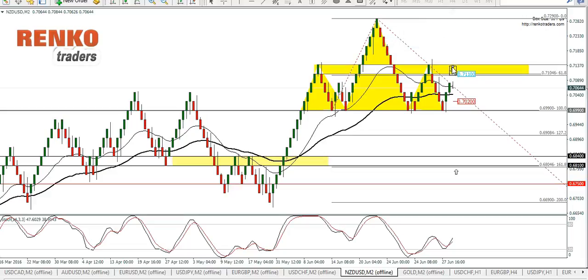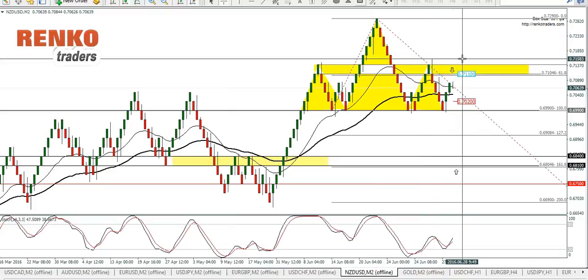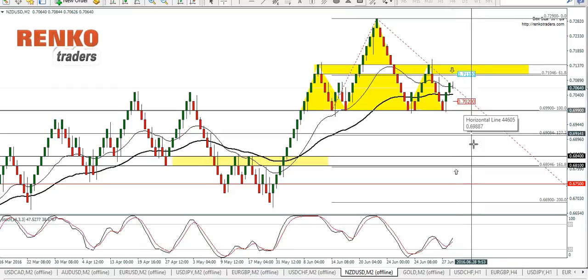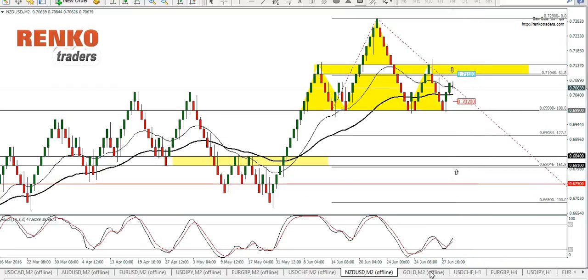So look for short opportunities right here, with probably stops coming in at the highs of 71577 or 7158, targeting the neckline support at 699 and 684.